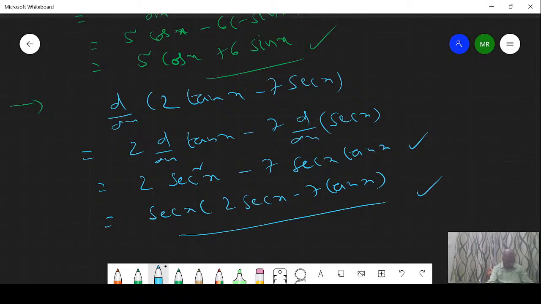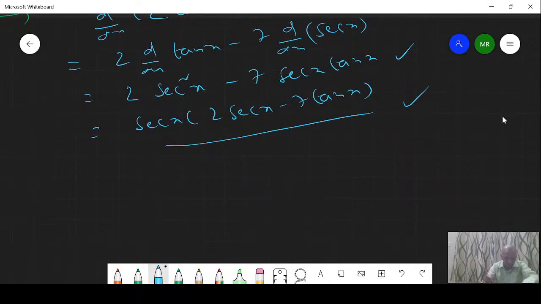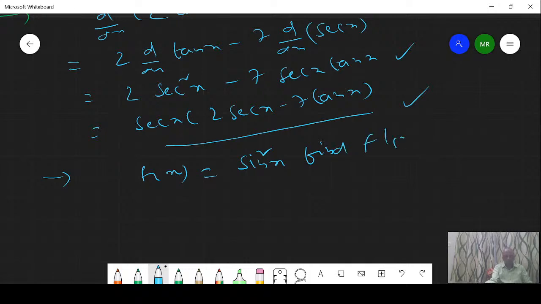Now, the remaining extra problems we do now, even the miscellaneous exercise problems which are required. Next one, we will do the next one. f of x equals sin square x. They have given f of x equal to sin square x, and they are asking to find f dash of x.